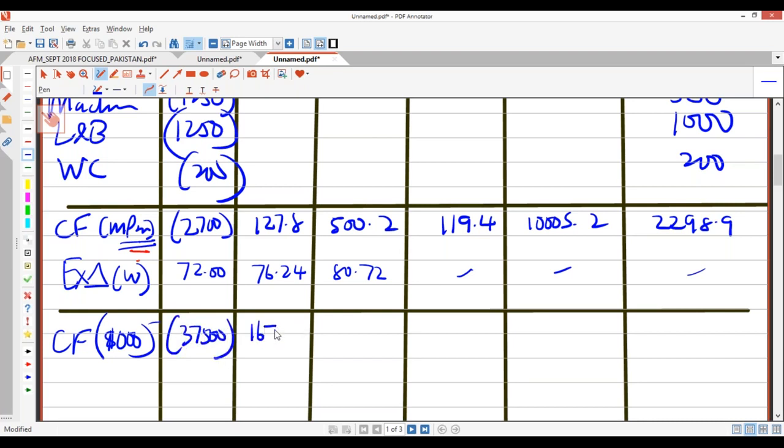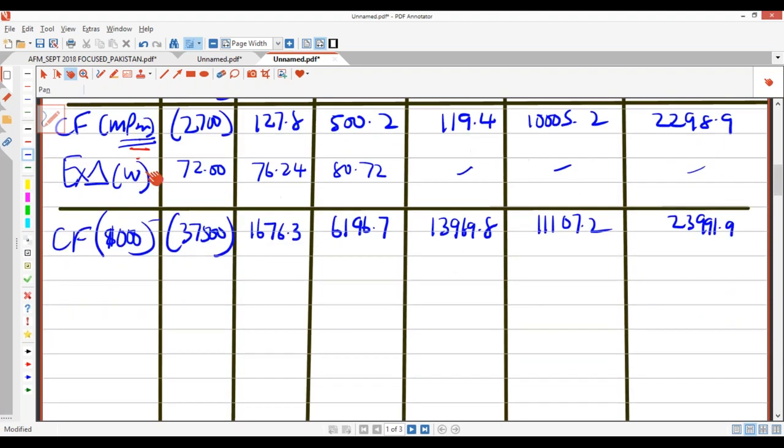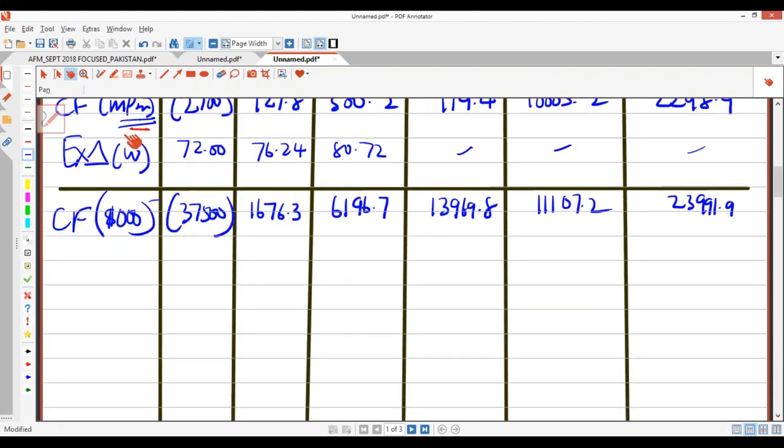You're going to get 1676.3, 6196.7, 13969.8, 11107.2, 23991.9. Is that okay? That's the answers you have here. So you're ready. You are at home already now. And then you need to go to the second step. Sorry, this is the second step.